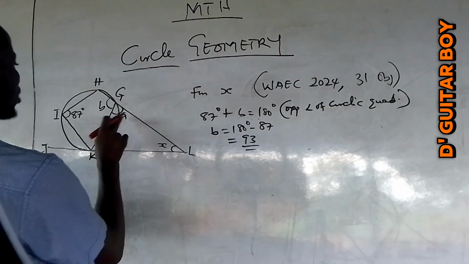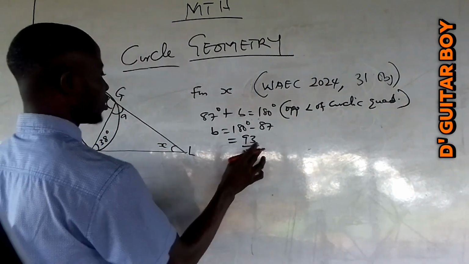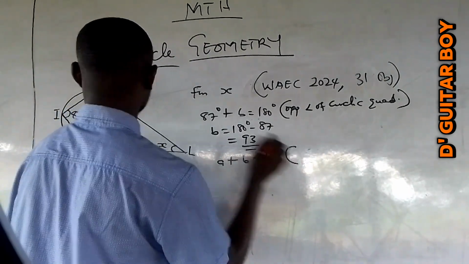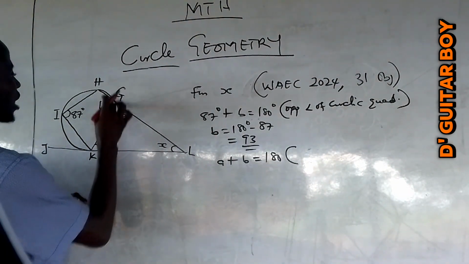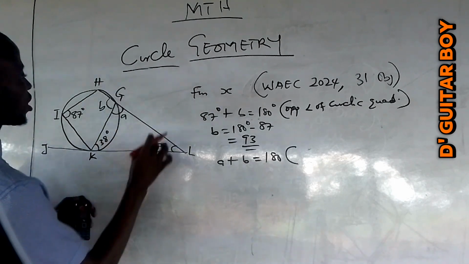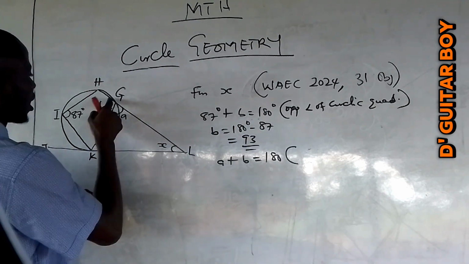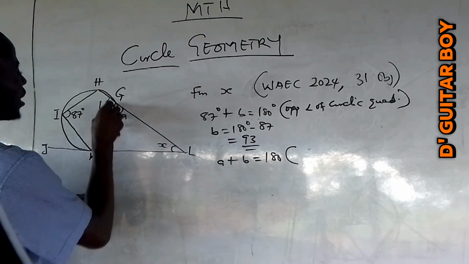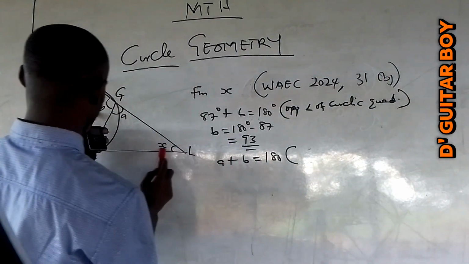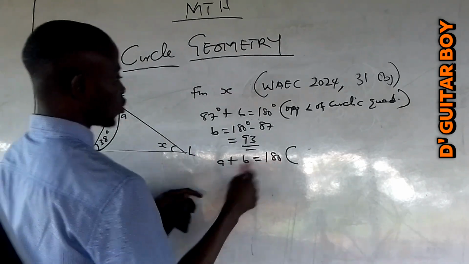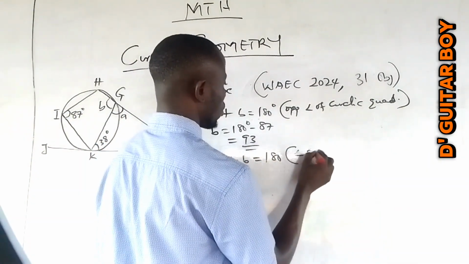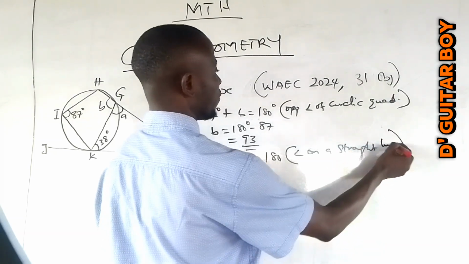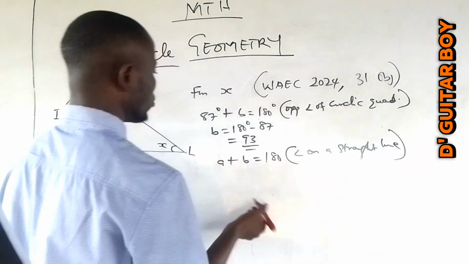Since you know your B, you can calculate your A. So how do you calculate your A? You say A plus B is equal to 180 degrees. This angle and this angle are on this straight line, so angle on a straight line is equal to 180 degrees. That's why A plus B equals 180. You write angle on a straight line as the reason. For theory, you write the reason. For objective, you don't have to write the reason.